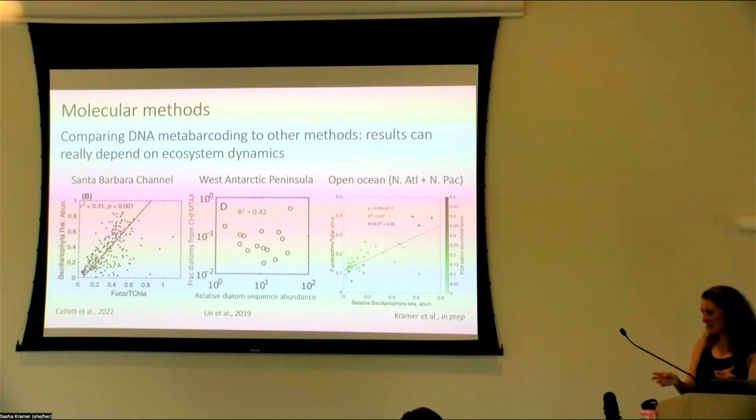But over the whole course of these two data sets, we did see pretty good agreement between diatom sequences and diatom biomarker pigment. So more and better comparisons like this need to happen if we're going to be able to compare between these different methods.